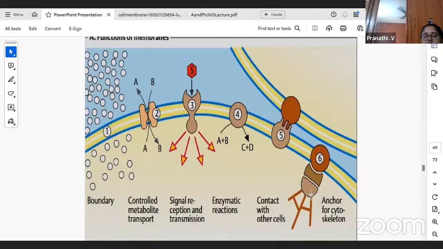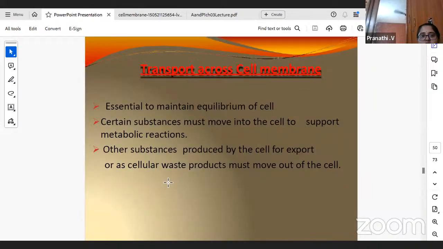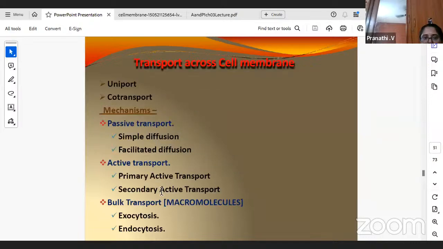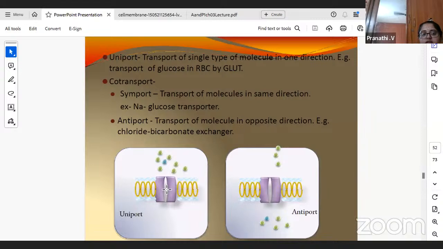Cell adhesion, and contact with other cells, and at the same time a structural framework or anchor for the cytoskeleton. Transport across the different cell membranes is also seen over here. Now, you have different kinds of transport. There is passive transport, active, and bulk transport, which is for macromolecules. So simple diffusion, facilitated diffusion. Active is wherein energy is involved. Bulk transport is exocytosis and endocytosis, wherever necessary.